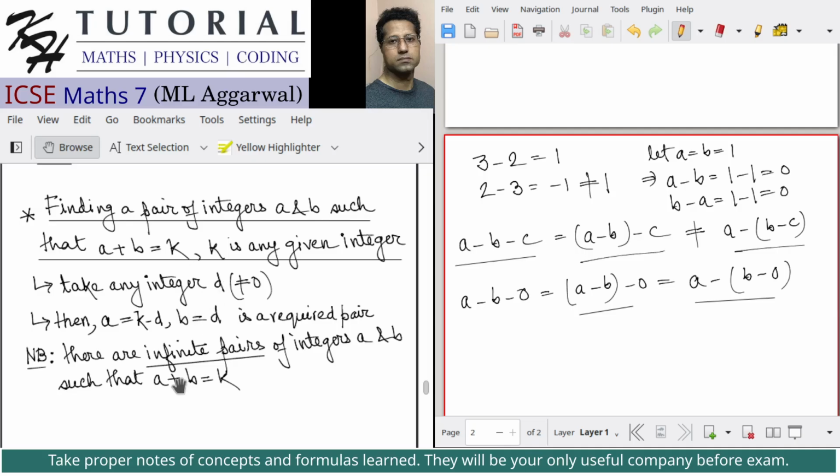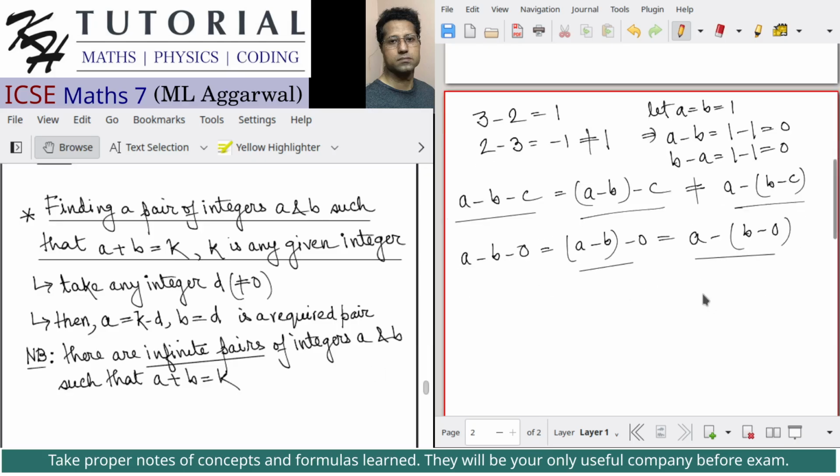So the idea is that you take any integer d which is not equal to 0. Now, in a plus b equals k, possibly k will not be 0, but even if it is 0, the steps will also work. So you consider any integer of your choice, but it should not be equal to 0. Let's say that integer be d. Then the two integers that we need to find, a and b: you can consider a as k minus d, since k is a given integer, and the other integer b will be d. So k minus d and d will be the required pair of integers.